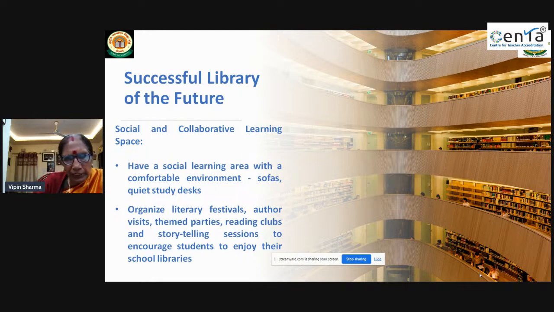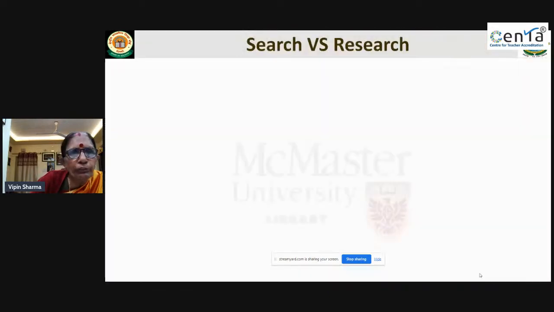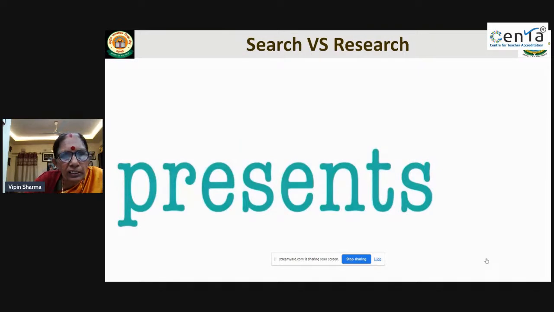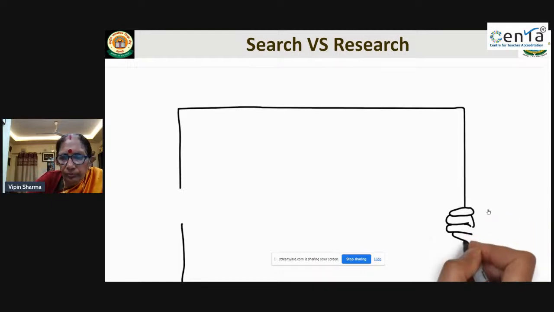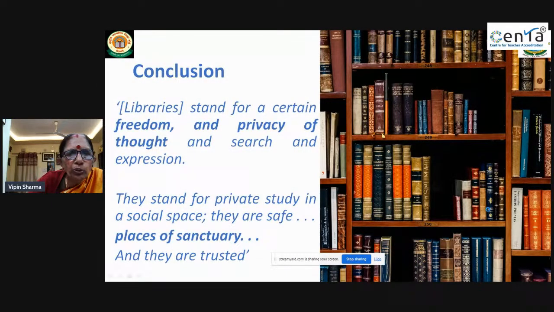I'll show you the picture toward the end. In our library, there's a sofa where anybody who wants can relax. So what? Doesn't matter. The teacher, principal, sometimes the students when they're there, teachers are not there. Organize literary festivals, author visits, theme parties. The librarian has to celebrate book day, international book day. Not only that, they can celebrate book week also. How the students can be glued to their work and come to the library. That is important. Conclusion. I will show two videos before I conclude. One minute, I'll go back.